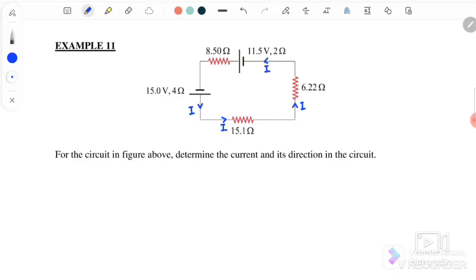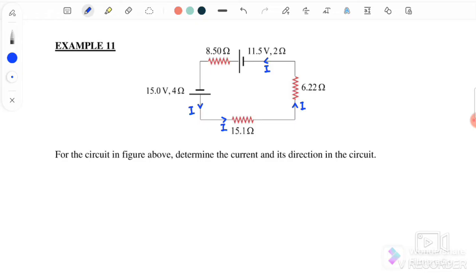If you want to determine the direction and the value of the current, here we must use Kirchhoff's second law. For Kirchhoff's first law, we know that I for the whole circuit is actually the same I, because the resistors are connected in series. So we cannot use Kirchhoff's first law to solve this question. We must use Kirchhoff's second law.